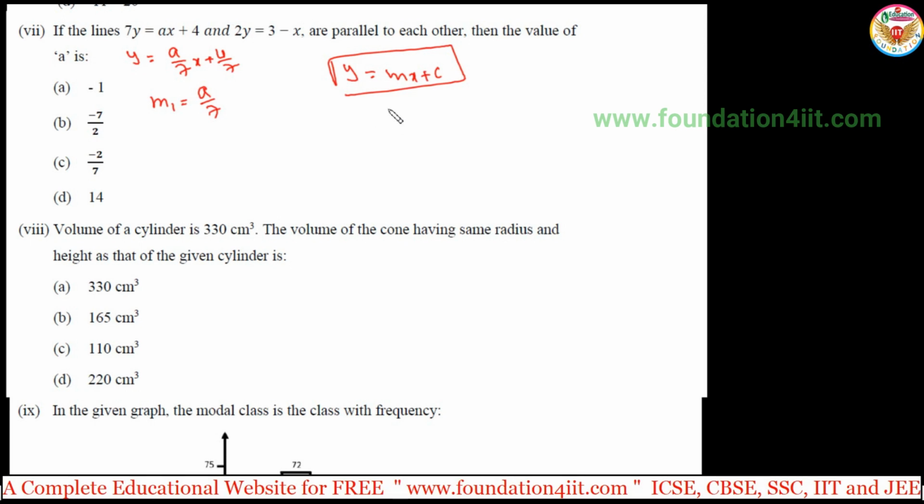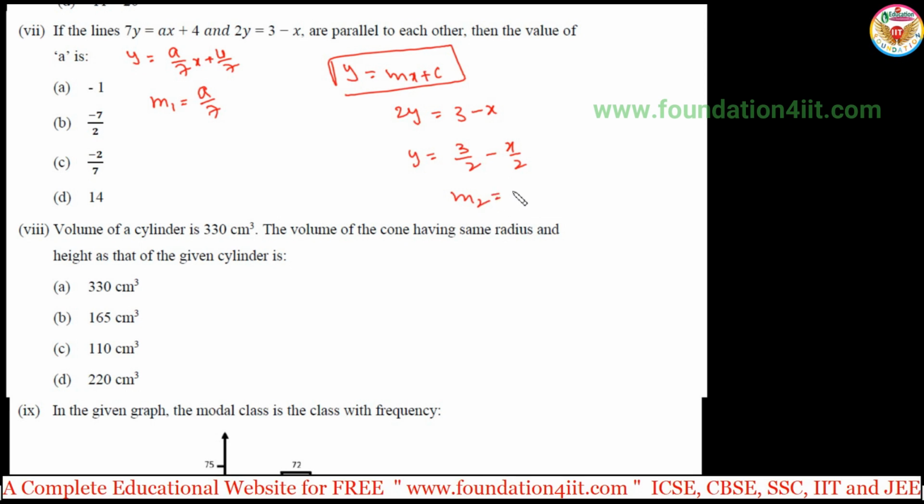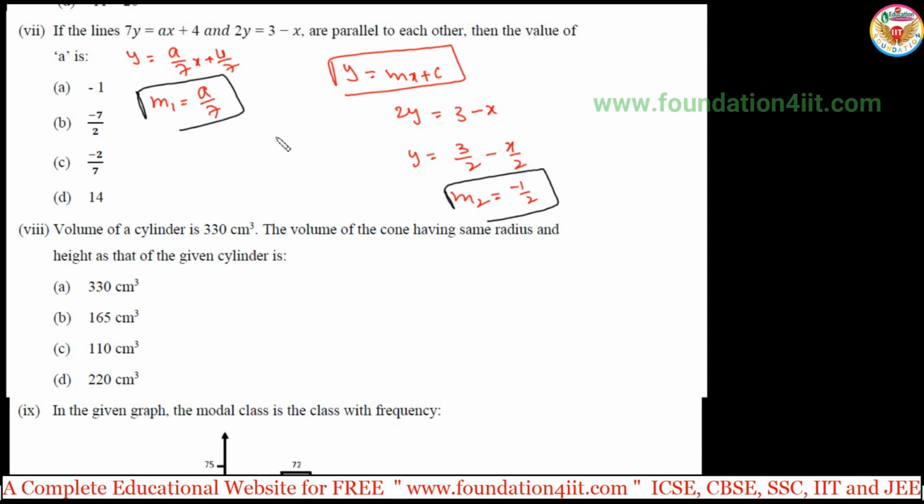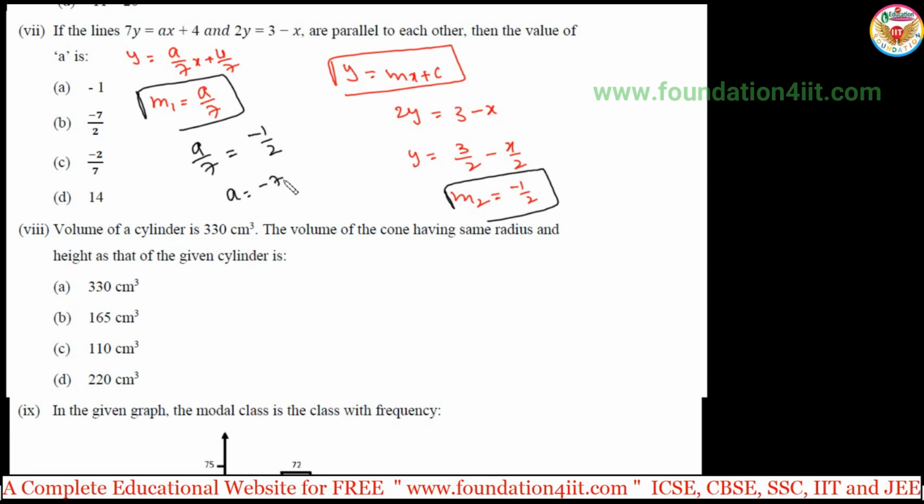And for the second equation, 2y = 3 - x, then y = 3/2 - x/2. The x coefficient is minus 1 by 2, so the slope for this is minus 1 by 2. As per the question, the lines are parallel, so slopes are equal, that means m1 = m2. Just convert the given equation into the slope intercept form, then find the slope. So a by 7 = minus 1 by 2, then a = minus 7 by 2. Right, option B, minus 7 by 2.